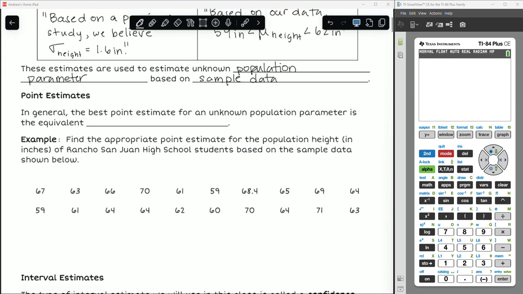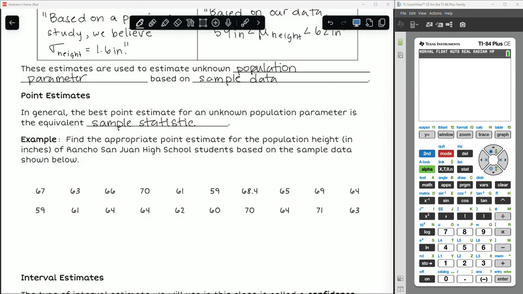In general, when we talk about point estimates, the best point estimate for an unknown population parameter is the equivalent sample statistic. What that means is if I'm trying to estimate a population standard deviation, the best estimate I could get is the corresponding sample standard deviation. If I want to estimate an average height for an entire population, the best point estimate I could do would be a sample mean height from that same population.